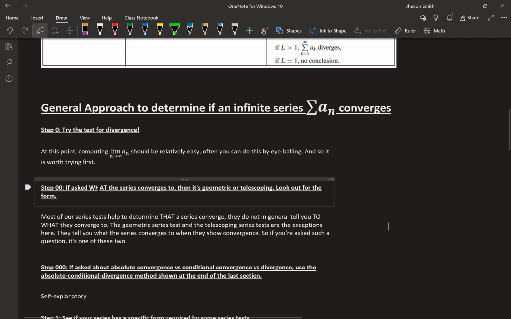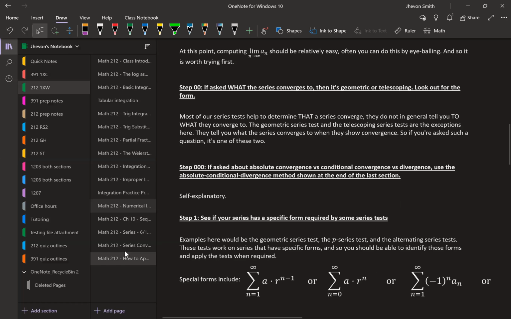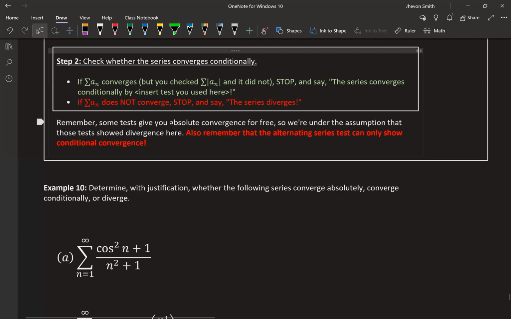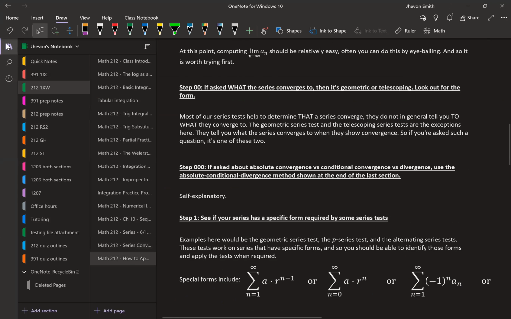So if you are asked what it converges to, then it's going to be geometric for you guys. So you just use the geometric series test. That takes the guesswork out of it. Now, if the question asks about absolute convergence versus conditional convergence versus divergence, you are going to use the method that I told you about here. That would take some guesswork out of the way there.